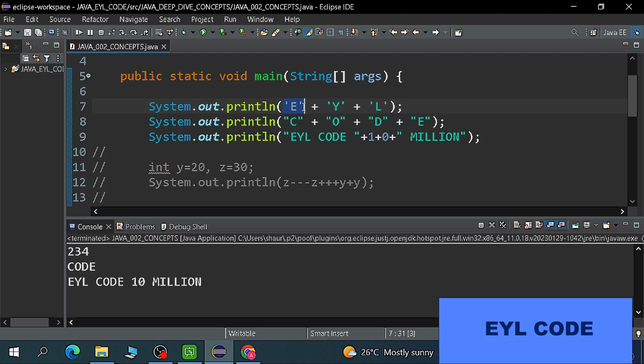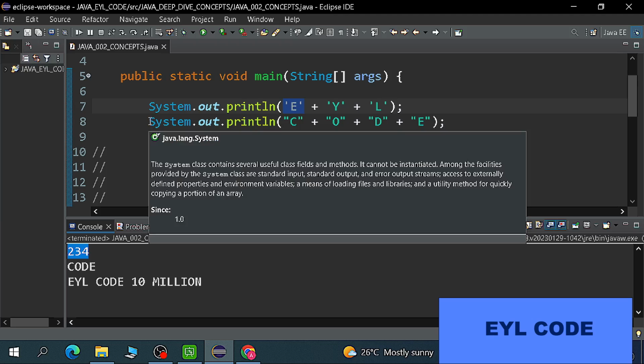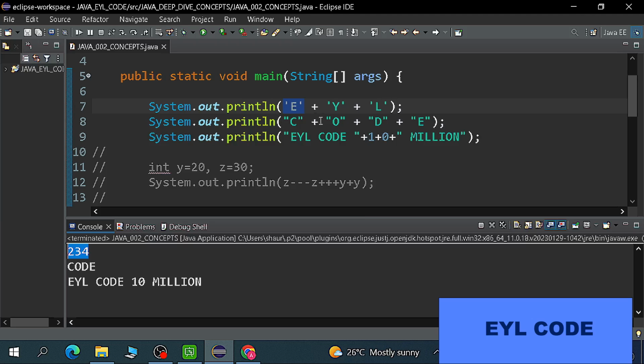Internally, the ASCII code for this E is going to be picked, plus internally the ASCII code for Y, plus internally the ASCII code of L. So all the ASCII numbers are going to be in integer form. So it's your responsibility, find the ASCII, Google it out and check what is the ASCII of capital E, capital Y and capital L, sum it up, and whatever output you get, it is going to be exactly 234.